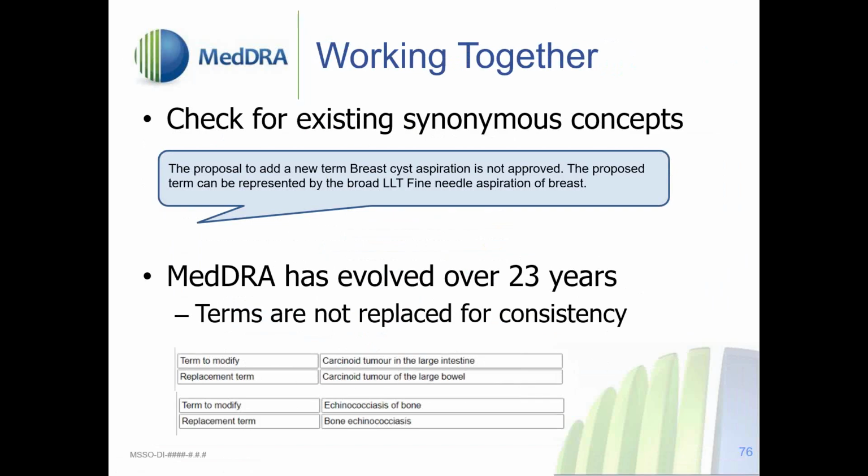And also the point I made earlier that MedDRA has evolved now over 23 years, and terms are not replaced for consistency. It would make MedDRA too unstable if we were to go through and do a wholesale review of changing things for spelling, for wording purposes. Here are a couple of examples. We received a request to modify carcinoid tumour in the large intestine with carcinoid tumour of the large bowel. So they're asking for the synonym, changing the wording, and that wasn't accepted because there's no need really. We've got the concept in there, the wording is fine.